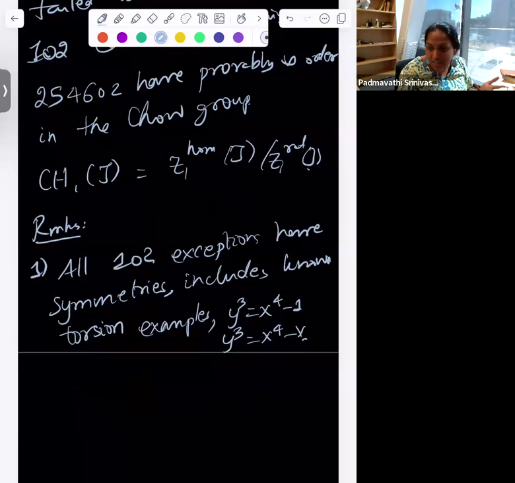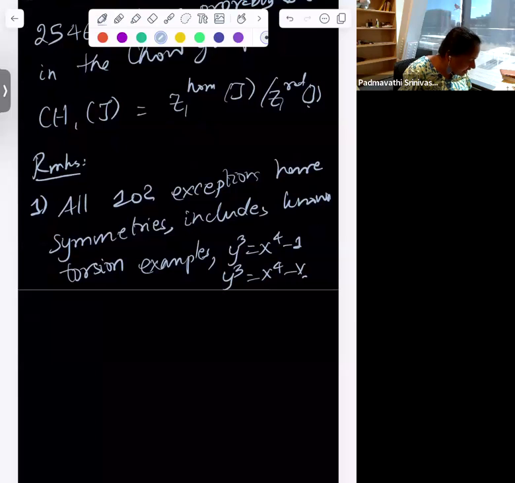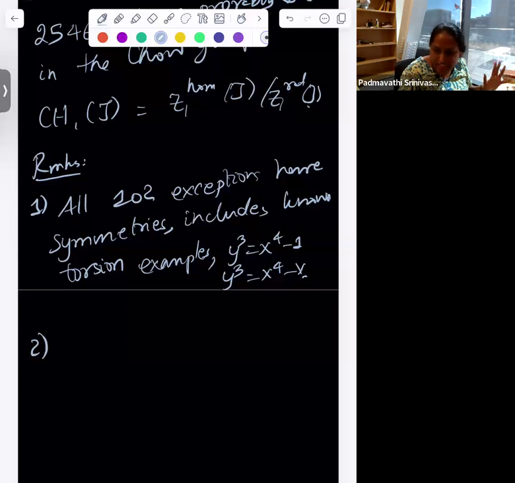Some of them are torsion, and we understood that some of the 102 were twists of the Fermat curve, so we knew we just had to run our code for longer. We stopped, we broke it off a little bit early. So there are some where we don't know what's happening. It's not clear what's happening yet.